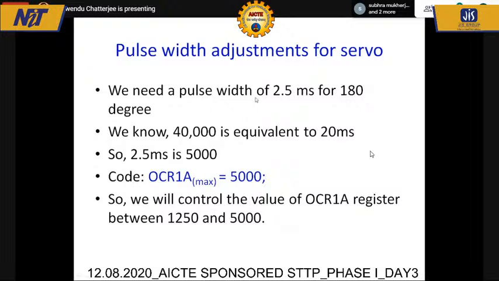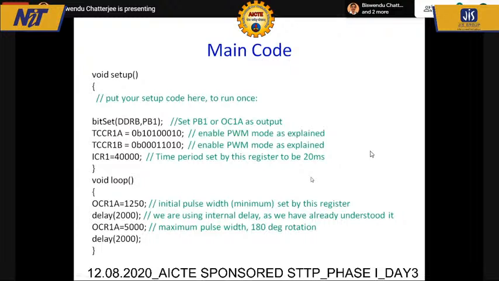Now we need a pulse width of 2.5 milliseconds for 180 degrees. We know 40,000 is equivalent to 20 milliseconds, so 2.5 milliseconds is equivalent to 5,000. So the maximum value is 5,000. So the OCR1A register will be controlled between 1250 and 5,000. This is the 0 degree, 1250, and 5,000 is the 180 degree. This part we have already understood, nothing more to understand.